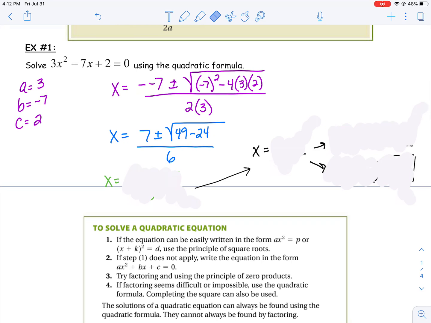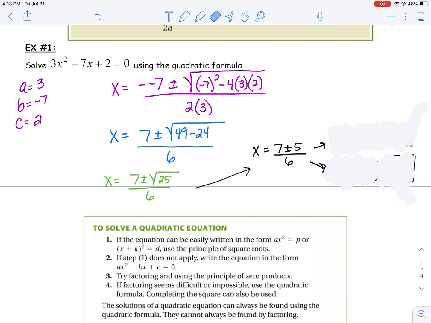You notice that I'm being very careful and very organized to do this step by step so that I don't make any mistakes, making sure that I also follow the order of operations, right? Parentheses, exponents, multiply, divide, and then add and subtract. I'm going to continue simplifying inside my radical. I have 49 minus 24, which is 25. Oh, look at that. Isn't 25 a perfect square? And we know that the square root of 25 is really just 5, right? So I end up getting x equals 7 plus or minus 5 over 6. You notice that there's no more radical. I have nice whole numbers that I should be able to continue simplifying all the way down.